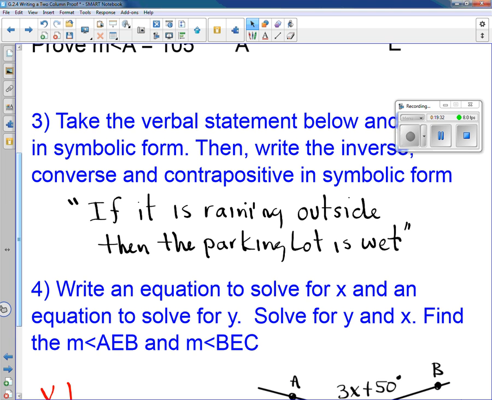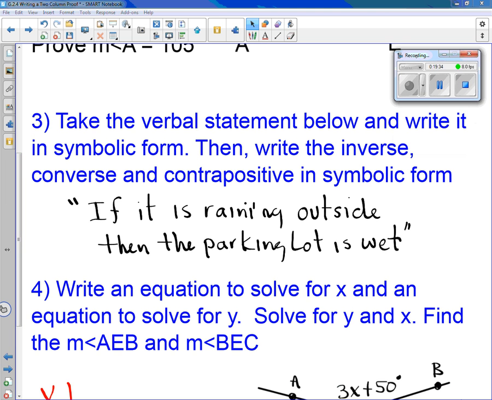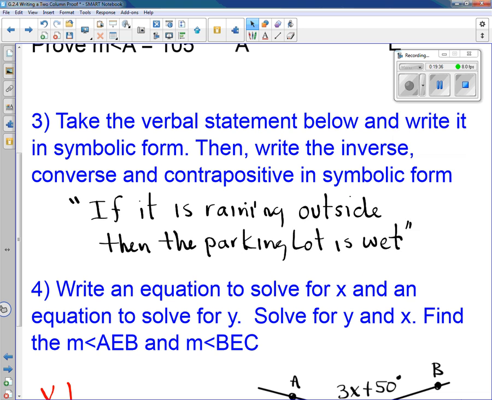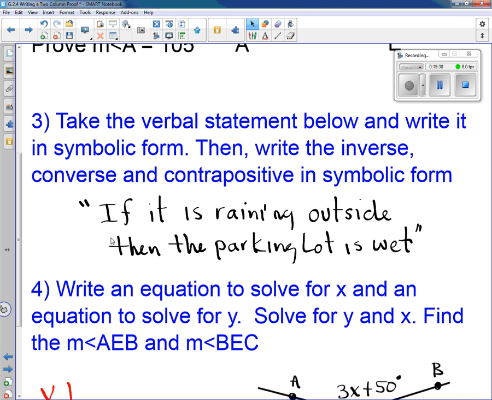Problem number 3. It's just telling you to write in verbal. You're given this verbal statement down here. I want you to write it in your own symbolic form, and then write the inverse, converse, contrapositive. Make sure that you maybe write the word original for the original statement, and then the inverse, converse, and then the contrapositive, and then just write your answer next to it.